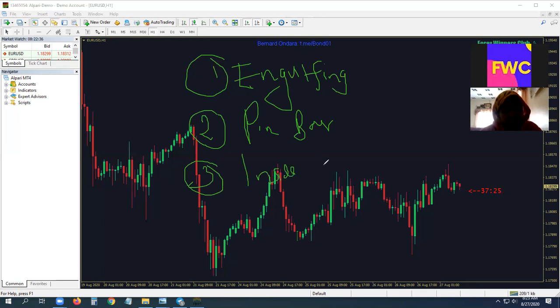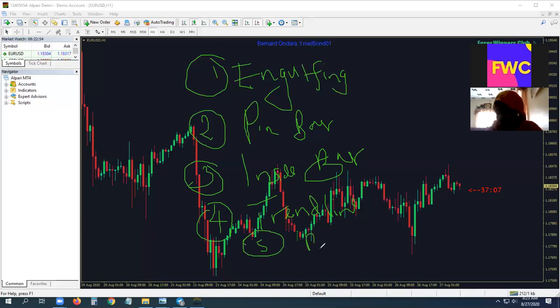strategy. Number 4, we will look at a trend line strategy. Number 5, we will look at a breakout strategy. So those are the strategies I would like us to look at.